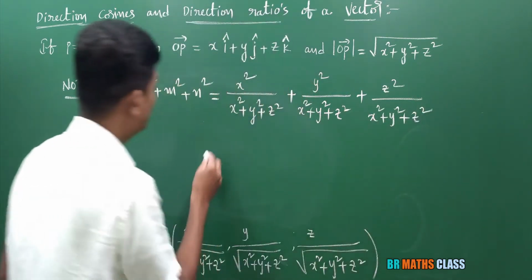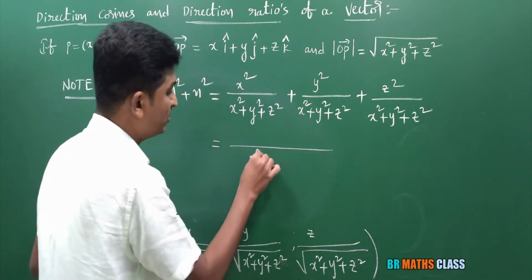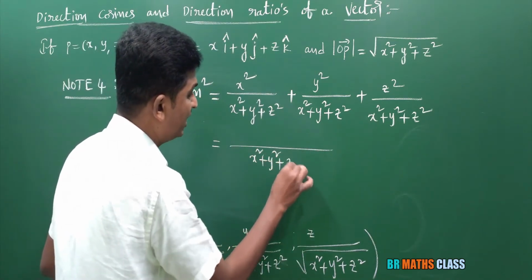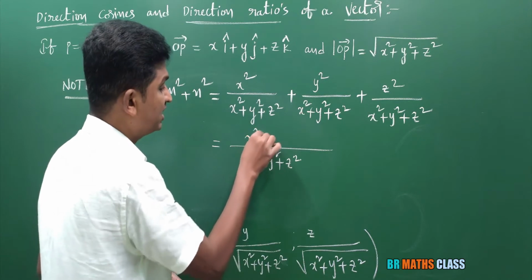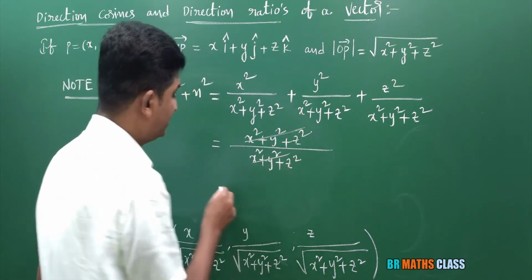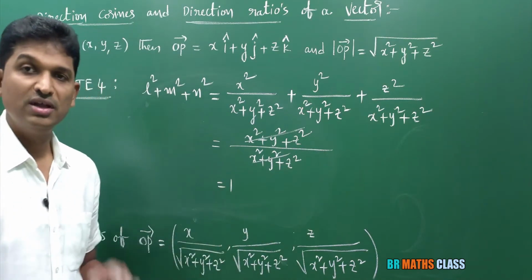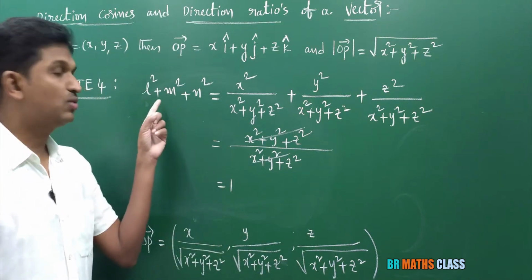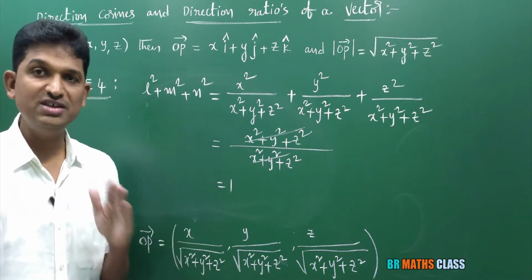You observe the LCM. What is the LCM here? The LCM is x square plus y square plus z square. So in the numerator what you will get? In the numerator you will get x square plus y square plus z square. Both will get cancelled, and you will get 1. So this is the fourth note point: L square plus M square plus N square value is 1.